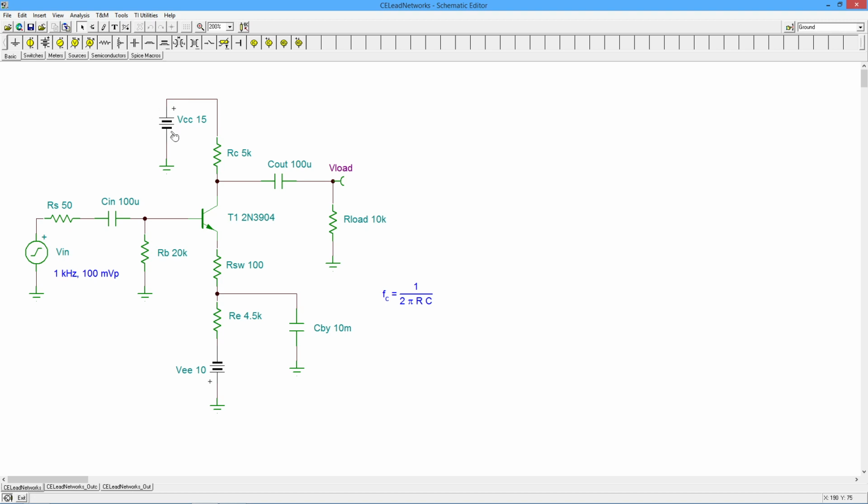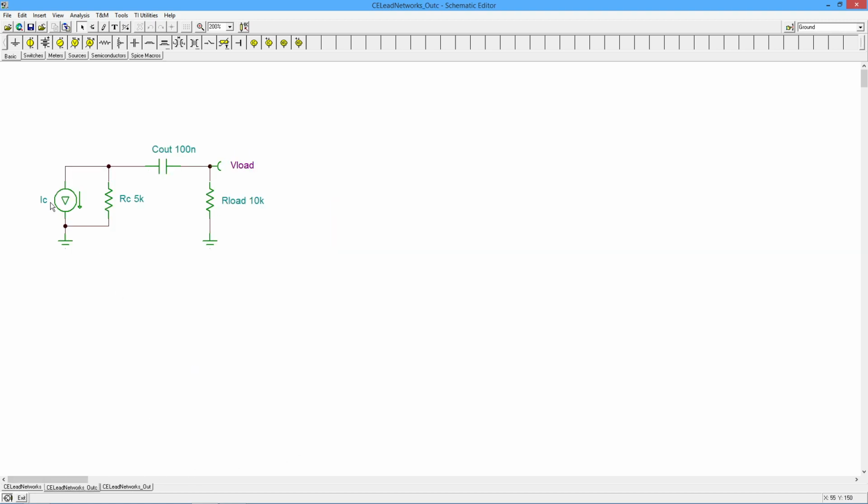So what we end up with is a current source, and we have this RC value. The DC power supply will be shorted, essentially, right? Remember your superposition. So for AC, we'll short that. So this RC goes to ground. We have the cap, and then we have the load. So what we wind up with is something that looks like this. Right? There's our current source for the transistor. There's the 5K in parallel with it, the output capacitor, and a load resistor. All right?